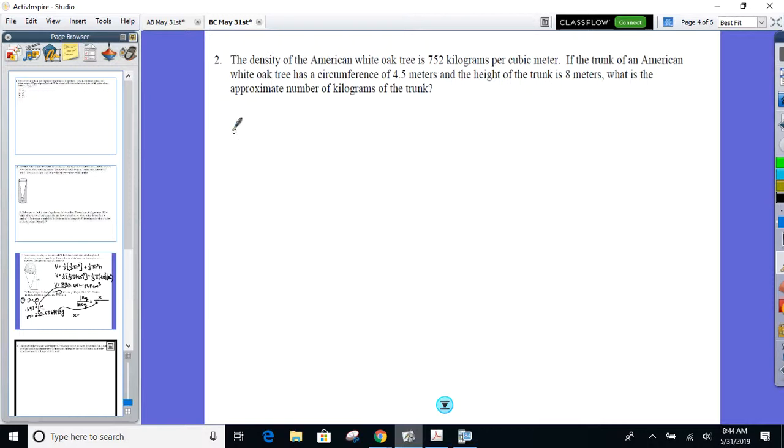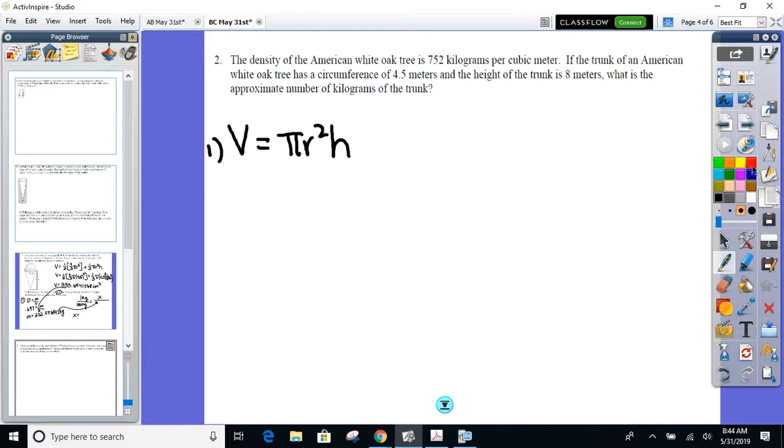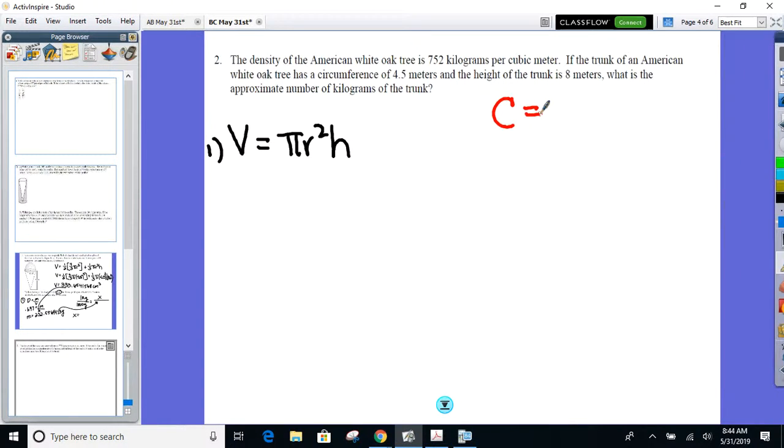So first we need the volume of a cylinder: pi r squared times the height. Oh boy, I have the height, I do not have the radius. What else is given to us about the trunk? The circumference. Anybody know the circumference formula we like to use around here? Little pi d. I can certainly get the radius from that.